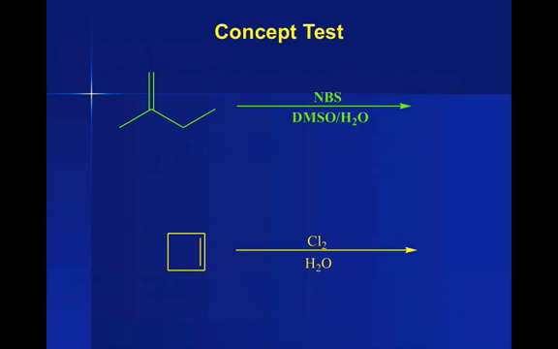Walk me through the first level of knowledge. What is the product going to be? How would you name the product? Not the IUPAC name, but what kind of functional group are we going to get? A bromohydrin. On an exam, knowing just that level of information, you can eliminate some answers, right? You know that NBS, DMSO, and water is going to give you a bromohydrin. So anything that's not a bromohydrin can't be the answer, right?